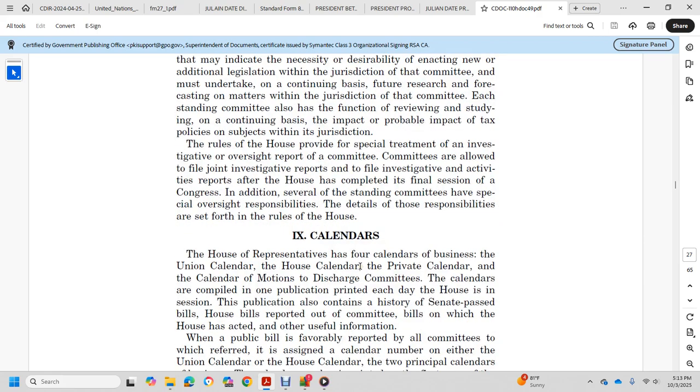9. Calendars. The House of Representatives has 4 calendars: the Union calendar, the House calendar, the private calendar, and the calendar of motions to discharge committees. The Calendars publication is printed each day the House is in session.